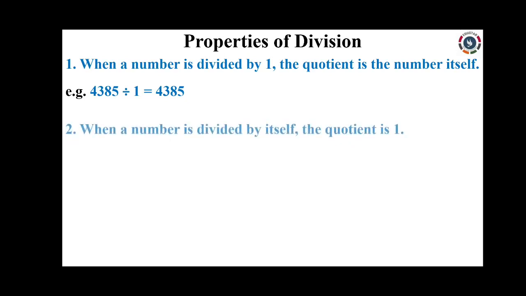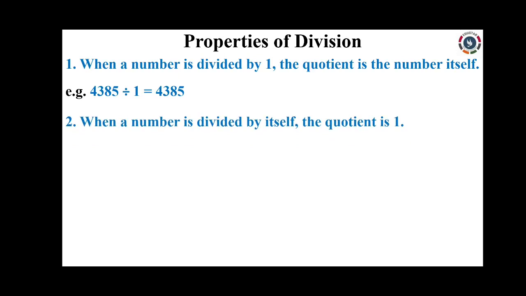Second property: when a number is divided by itself, the quotient is 1. Example, 642 divided by 642. The answer is 1.